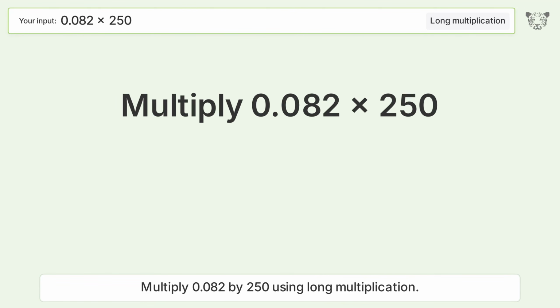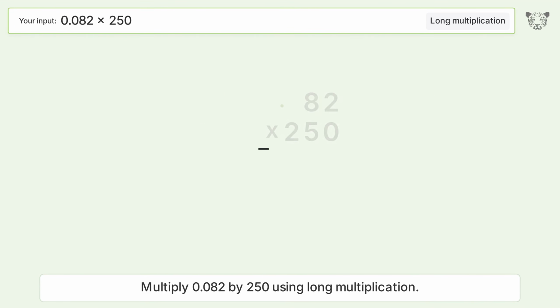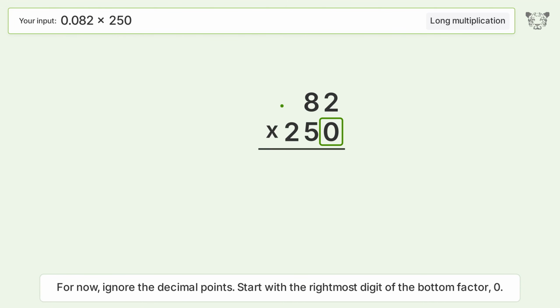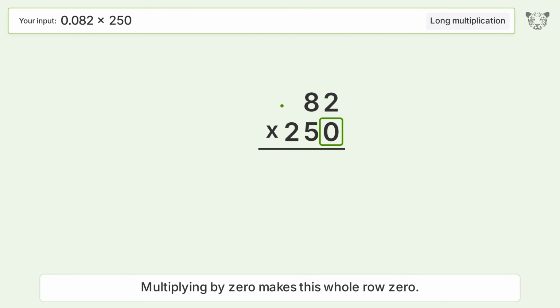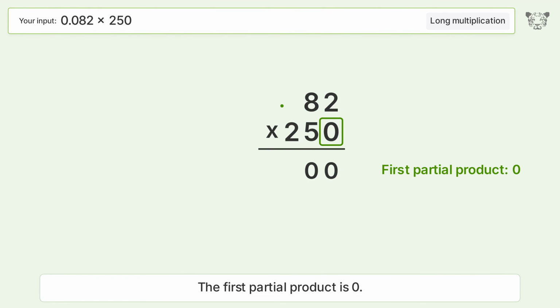Multiply 0.082 by 250 using long multiplication. For now, ignore the decimal points. Start with the rightmost digit of the bottom factor, 0. Multiplying by 0 makes this whole row 0. The first partial product is 0.